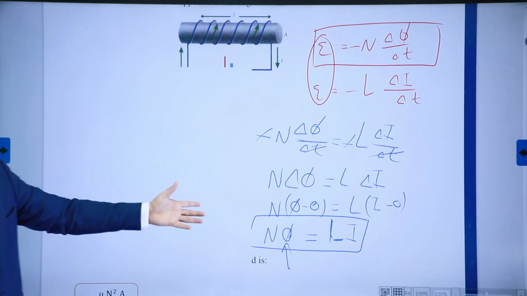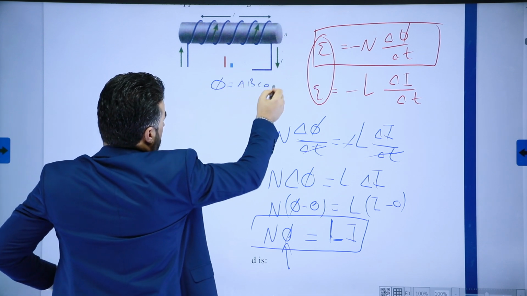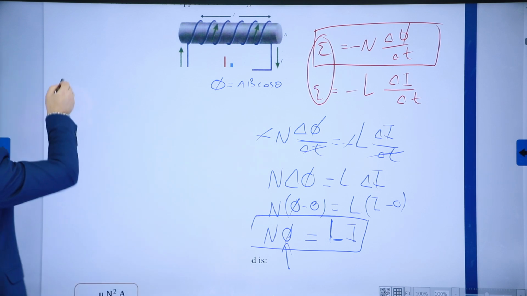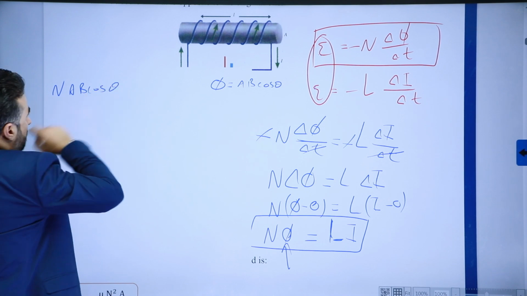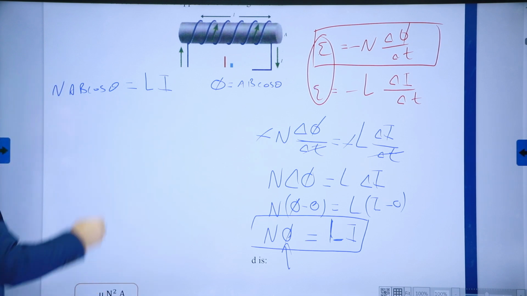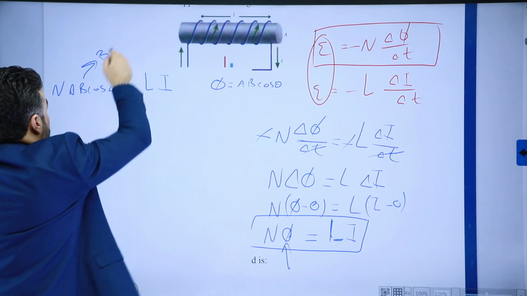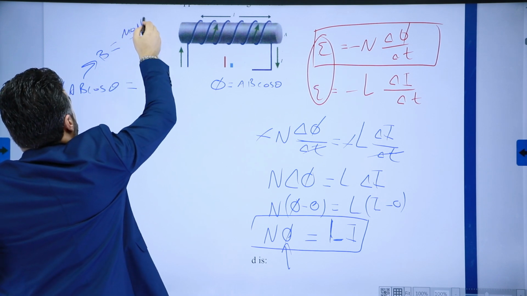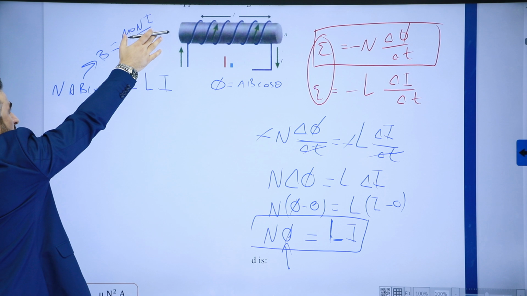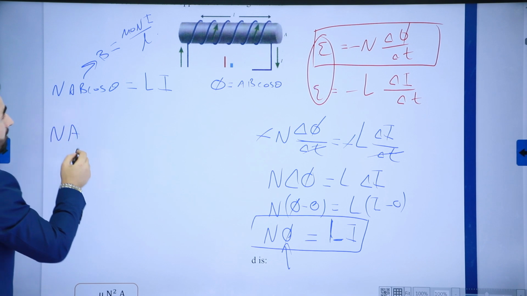Remember, we're trying to find this for a solenoid. We know that magnetic flux equals AB cosine theta. We've learned this before, correct? So we're going to use this: N A B cosine theta equals L times I. But we've also said that the magnetic field strength for a solenoid equals mu naught N I over L. So of course we can substitute this into the equation. What will it become? It becomes N, the number of turns, multiplied by the area.